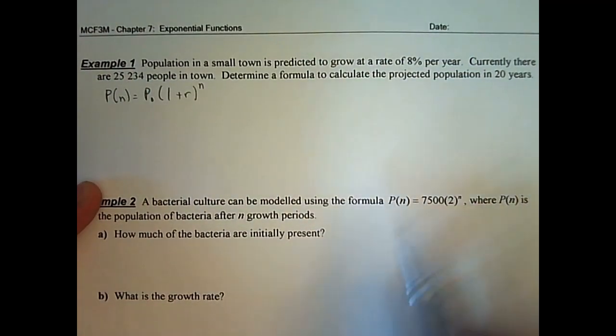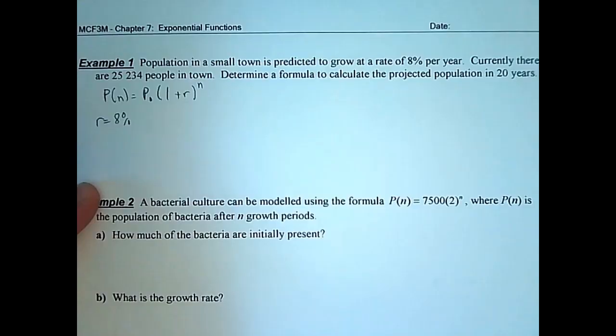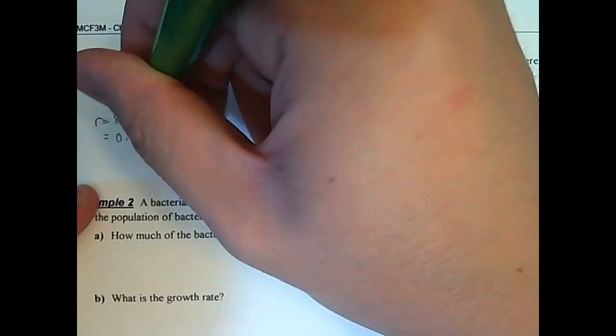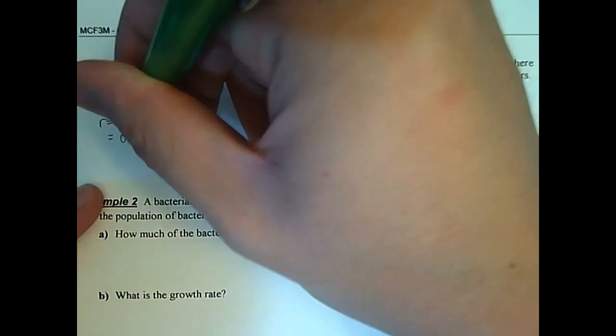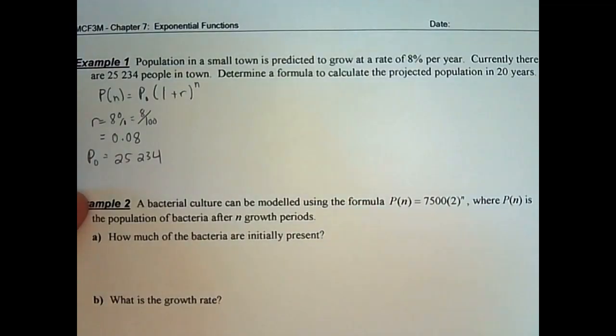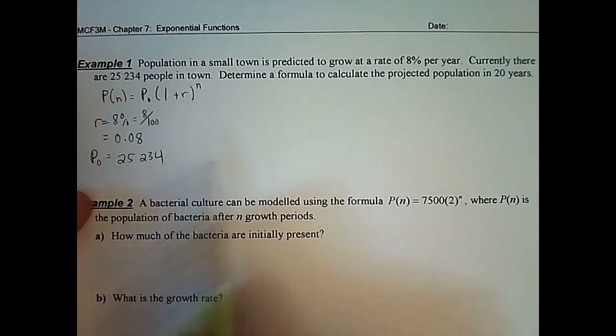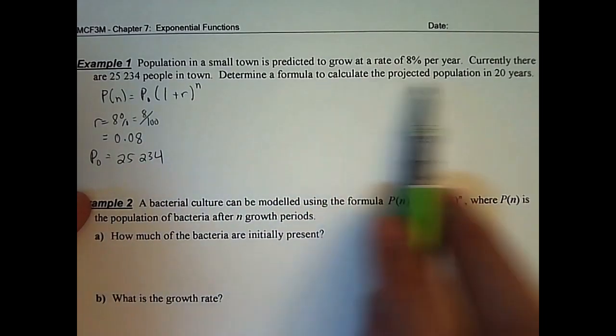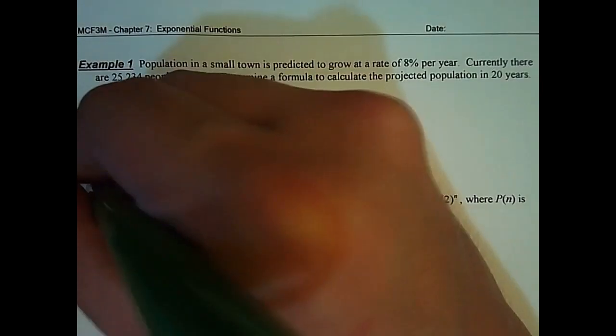Our rate is per year, so r is 8%. Remember, it has to be a decimal or a fraction, so we're going to use the decimal 0.08, which is just 8 divided by 100. Then we have our initial population, 25,234. And we need at least one other variable, and they tell us a projected population for 20 years, so n is going to be 20.